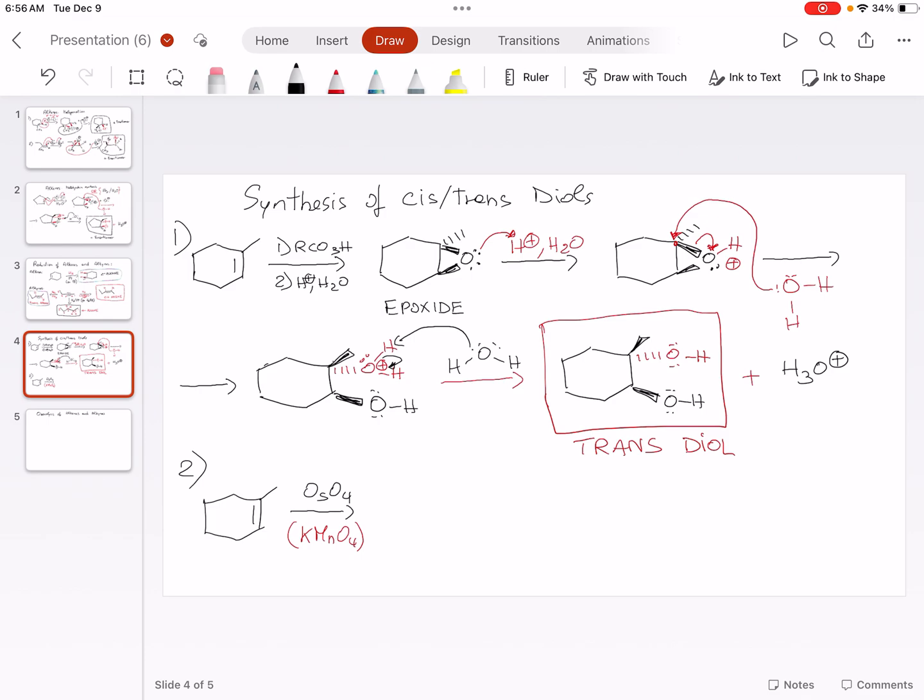The only thing to keep in mind, this is a syn addition, which means the two hydroxy groups get added on the same face, which implies they're going to be either both wedges or both dashes. In both these cases, you always get the enantiomers. So if you're forming chiral centers, you're going to get the enantiomer. And the same story happens for the cis diol.